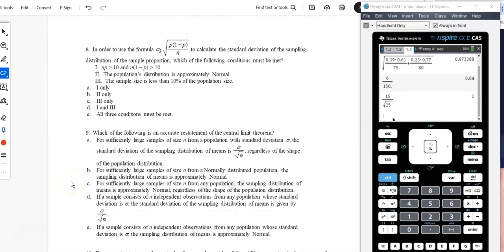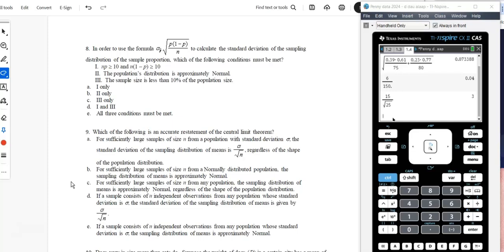That's a sneaky one. In order to use the formula to calculate the standard deviation of the sampling distribution, before you can use that formula for sample proportions, what do you have to check? So that's the standard deviation formula. I think it's the less than 10% condition. So I know 3 is true. Population is approximately normal has nothing to do with standard deviation. np greater than or equal to 10 has to do with normality. So I think it's only C. It didn't say you have to prove normality and use standard deviation, just can you use the standard deviation formula? I think that would be C.